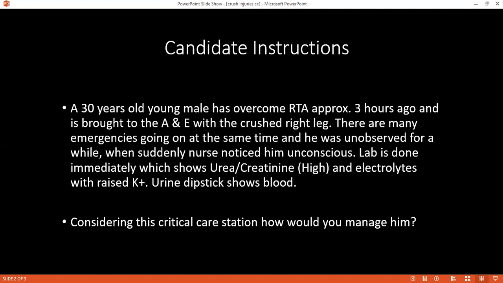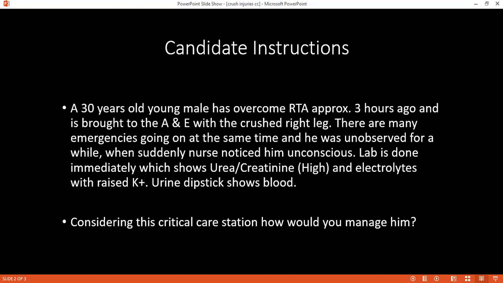So if a patient like this already presents with high urea, creatinine and raised potassium levels, and according to you the patient is already undergoing myoglobinuria, what would you keep in your mind while managing this patient? A patient may have developed acute kidney injury, AKI. Very good. So how would you take care of the renal functions of the patient?